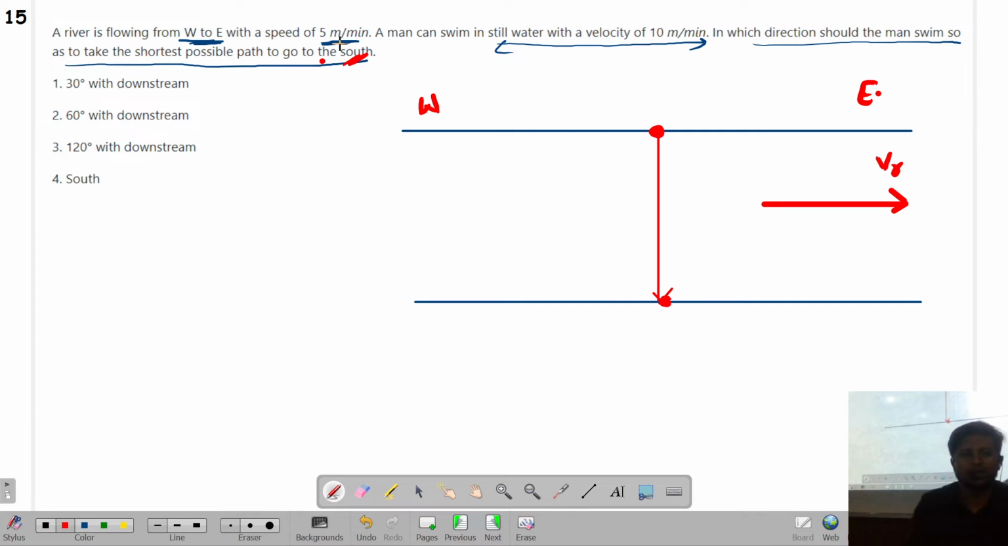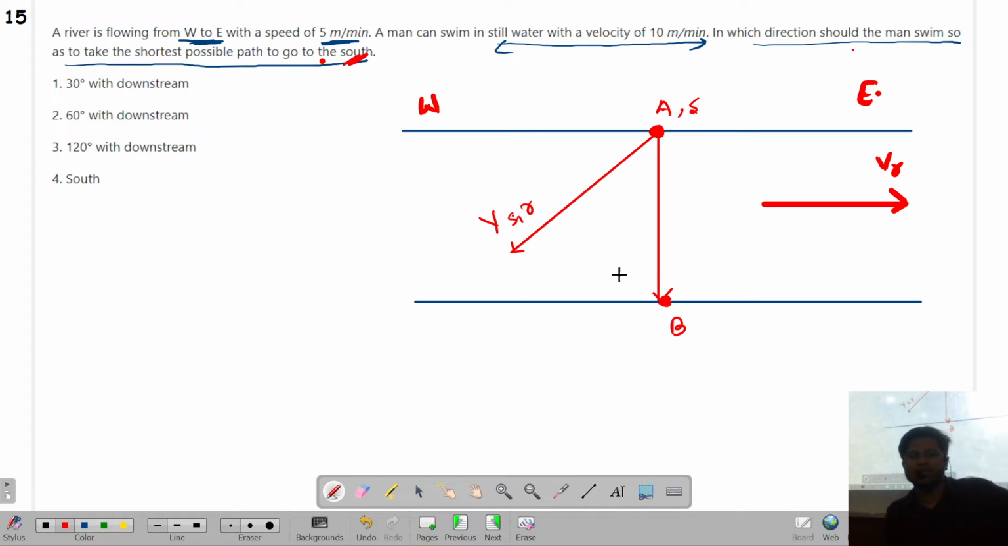Now look over here, what is given. In which direction should the man swim so as to take the shortest possible path to go south? So this is point A, this is point B. The question is you have to calculate at what angle he should go. So try to understand, if the river is flowing this way, the man should swim along this way or not? Tell me yes or no. This should be the velocity. Let's suppose this is my swimmer. So the velocity of swimmer with respect to river will be along this way or not? Then only, due to the river flow, he will travel along this trajectory. Yes or no? So therefore, how much angle is this making? Angle theta.